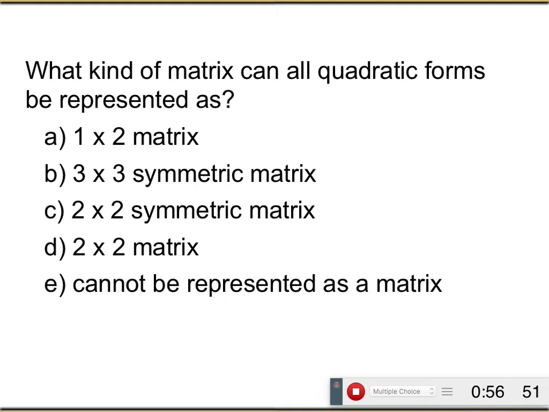Okay, I'll give you another 30 seconds. Okay, so this one's pretty close in terms of our votes. Last call.